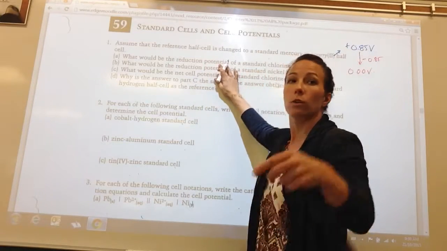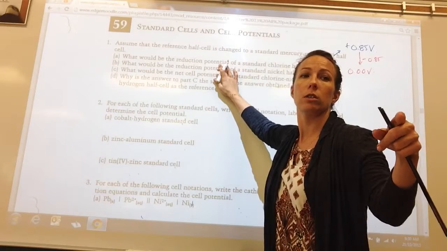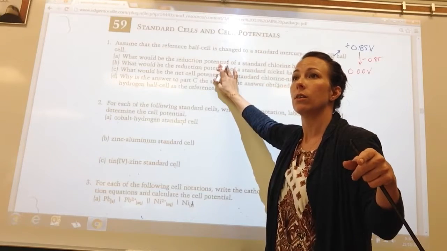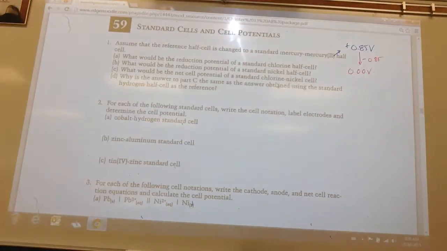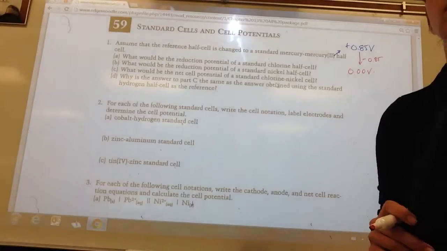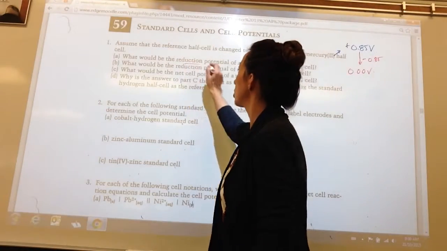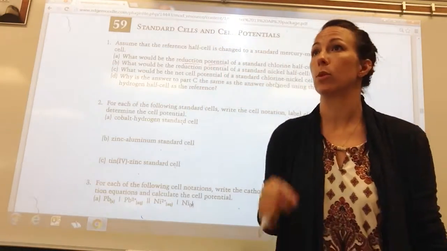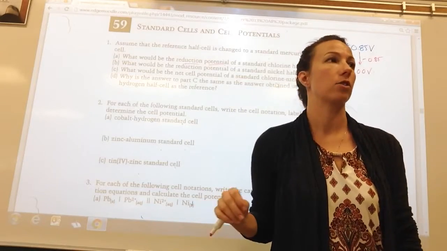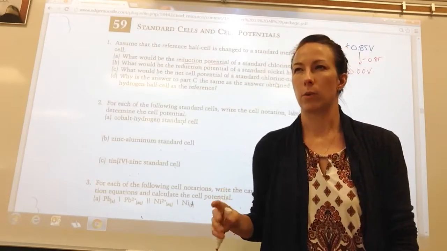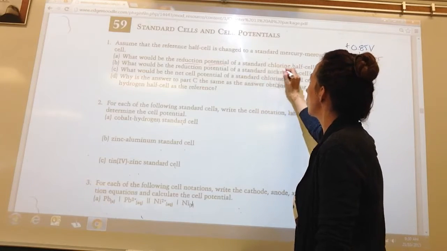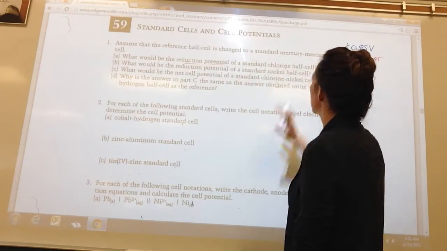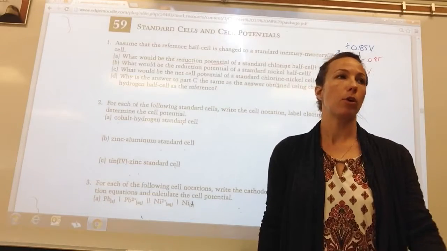Notice the title of this chart is: Standard cells and potentials. The reduction half reactions electrical potential. Okay, so the reduction potential, that's your data booklet, because they're all reduction reactions. Everybody okay with that? All right, so what's the reduction potential of a standard chlorine half cell if I've changed my standard cell to be the mercury 2?